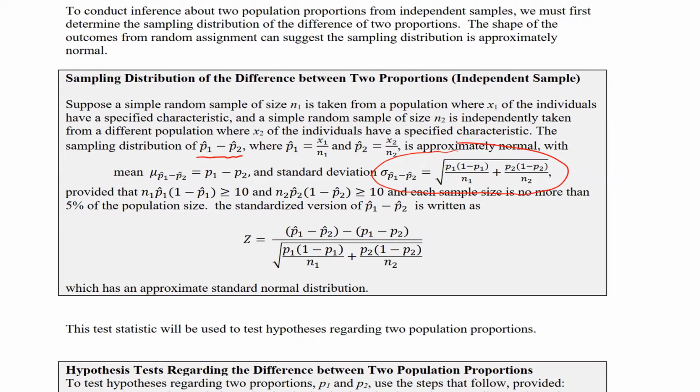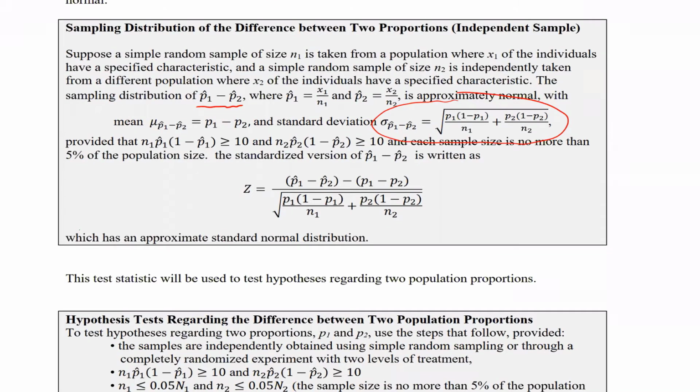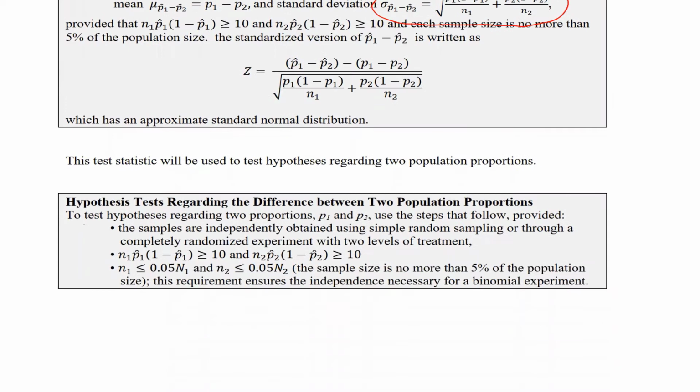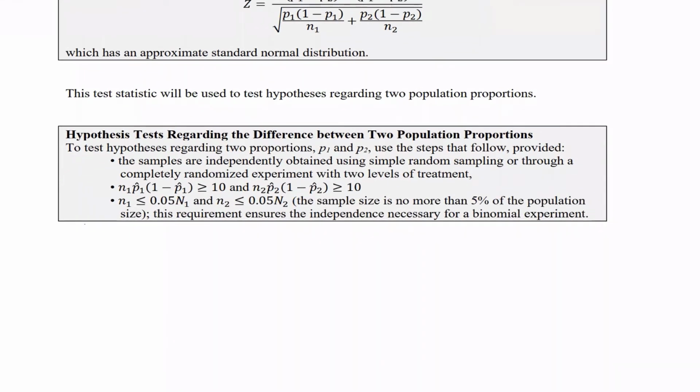Provided N1 times P hat 1 times 1 minus P hat 1 is at least 10, N2 times P hat 2 times 1 minus P hat 2 is at least 10, and the sample size is no more than 5% of the population size for each of the two samples. And so this is close to what we did when we did a sampling distribution for a single proportion. I'll elaborate more on what's in that gray box in a sec because I know that looks a little bit overwhelming. Here's the bottom line and how we're going to go about doing this hypothesis test.